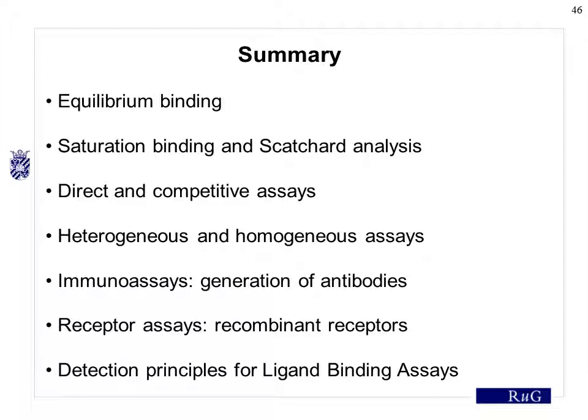Immunoassays and receptor assays are the two main platforms of ligand binding assays, especially immunoassays are widely used. So you should know how the generation of antibodies is done, both polyclonal and monoclonal, and how recombinant receptors can be obtained. Finally, a large part of this chapter is about the various detection principles, going from chromogenic assays, fluorescent assays, chemiluminescent assays, and radioisotope assays.